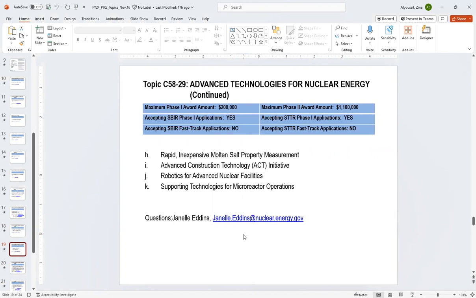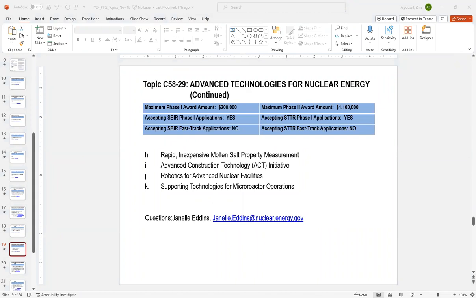Thank you. So we are on scope H, the rapid, inexpensive molten salt property measurement. So this work is focused on rapid, inexpensive molten salt property measurement. In NE, we support molten salt research campaign. That campaign supports reactors that use molten salt as the coolant. One variant of the MSR has the fuel dissolved in the coolant salt, and the other variant uses solid fuel.